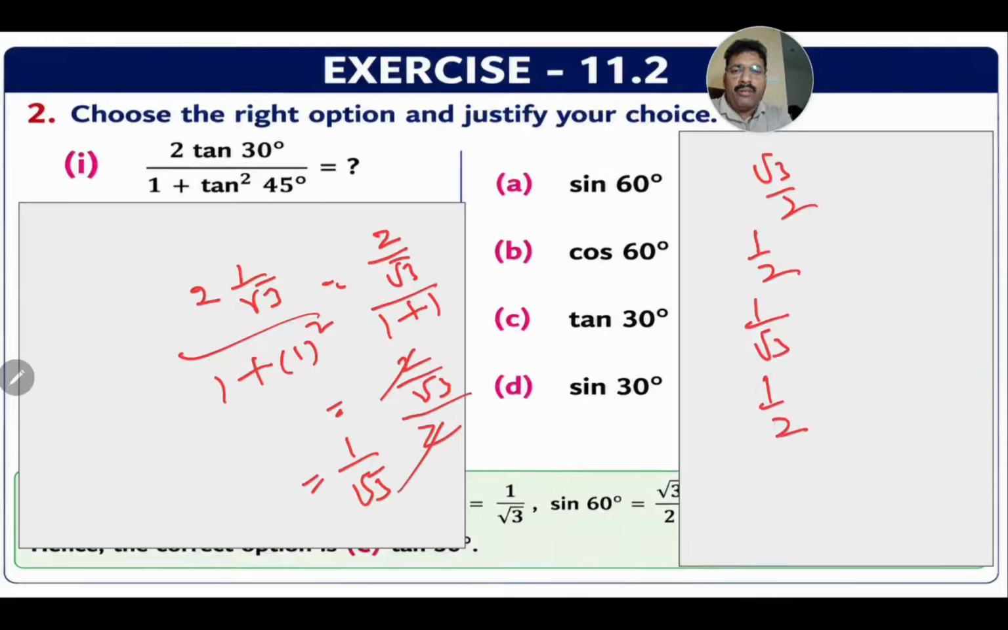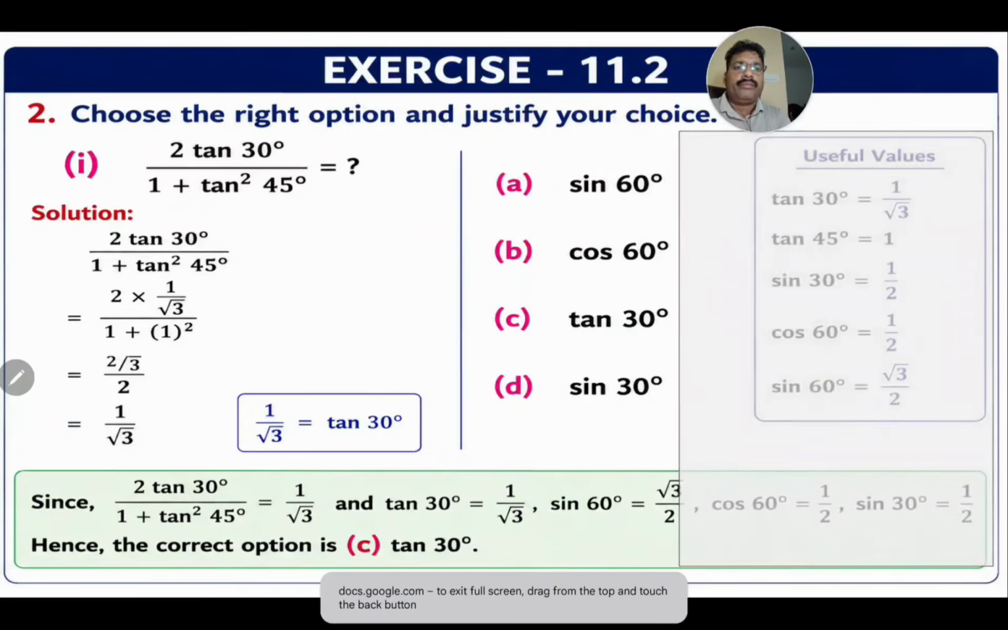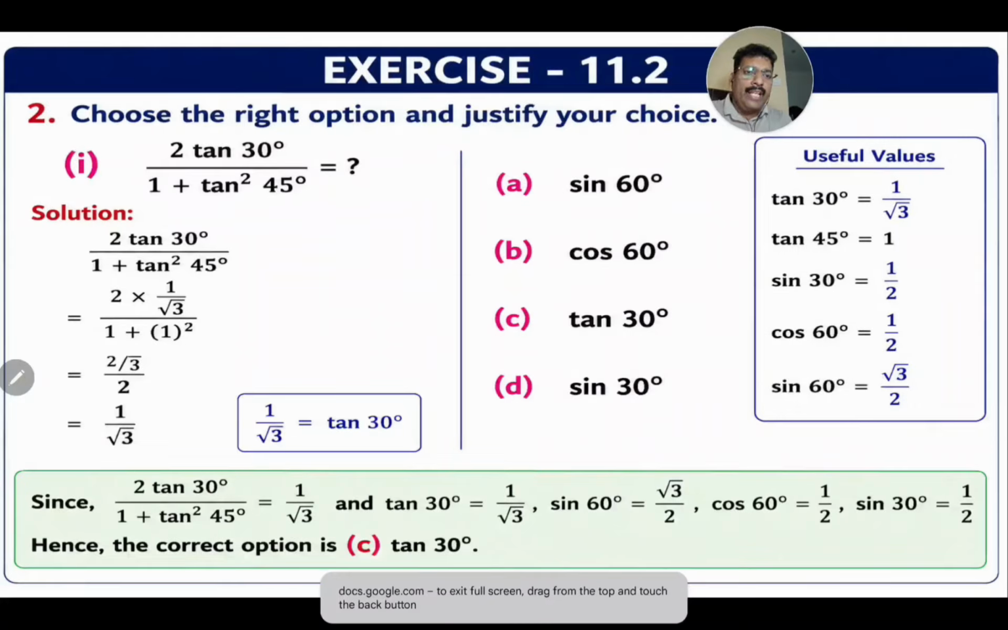So out of the 4, which is our option? 1 by root 3 we got here. 1 by root 3 is equal to tan 30 degrees. So our answer will be tan 30 degrees. See the solution. Now you should know all the values. If you know the values, easily you can answer these questions. So we'll go for the next question.